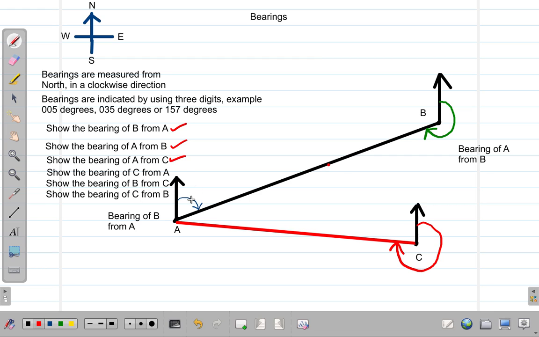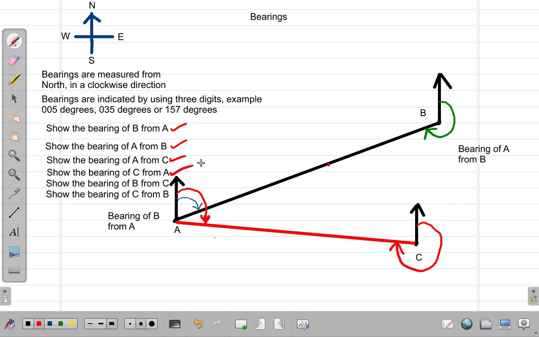What about C from A? The bearing of C from A. In this case, you already have a north line at A. So to show C from A, you're going to draw from the north line to the line joining C and A. So you go from here and go round and round clockwise until you touch the line between C and A. Alright? So that one is done.